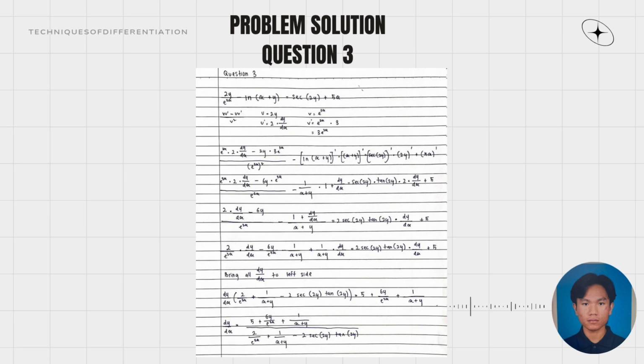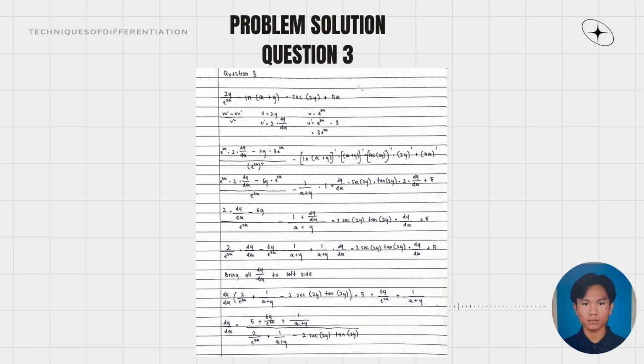Next, we differentiate negative secant of 2y. Using the chain rule, the derivative of secant of something is secant times tangent of that something, since we have 2y. We also multiply by the derivative of 2y, which is 2 dy/dx. So the full derivative becomes negative 2 times secant of 2y times tangent of 2y times dy/dx. And finally, the derivative of 5x is simply 5.